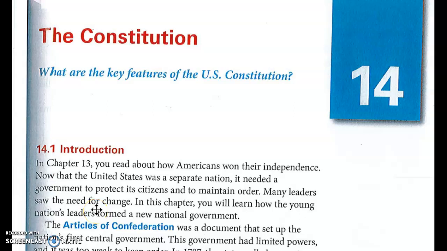All right, and you are here with Senora DeVries, and we are going to read Chapter 14, the Constitution. What are the key features of the U.S. Constitution?